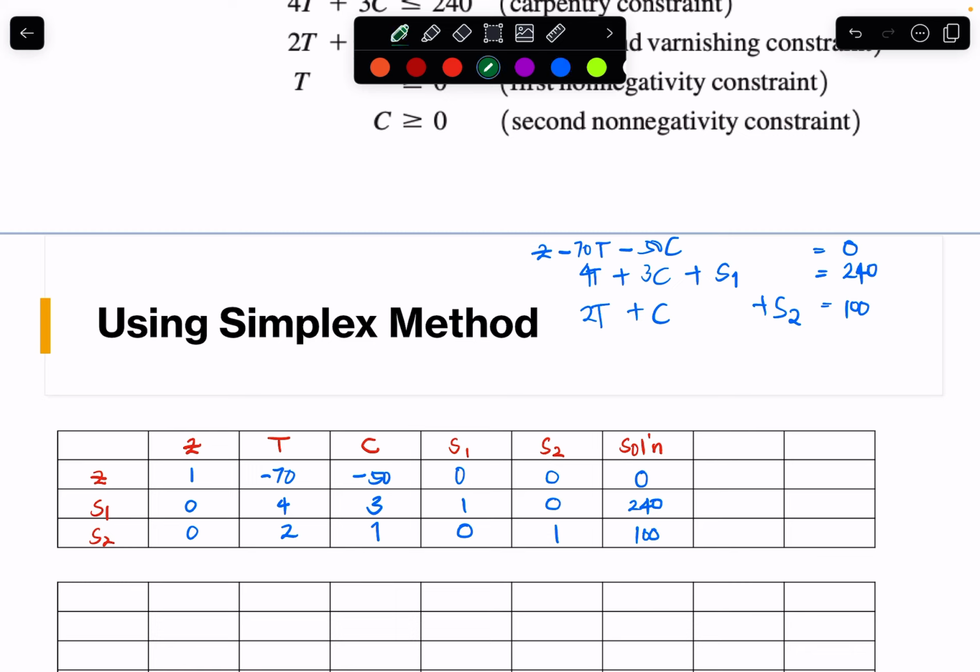Once we have the augmented table, or the augmented matrix, we decide on the entering variable. The entering variable is the one with the most negative coefficient. In this case, we look at the first row. We have negative 70 and negative 50. Negative 70 is more negative than negative 50. Therefore, this will serve as our entering variable.